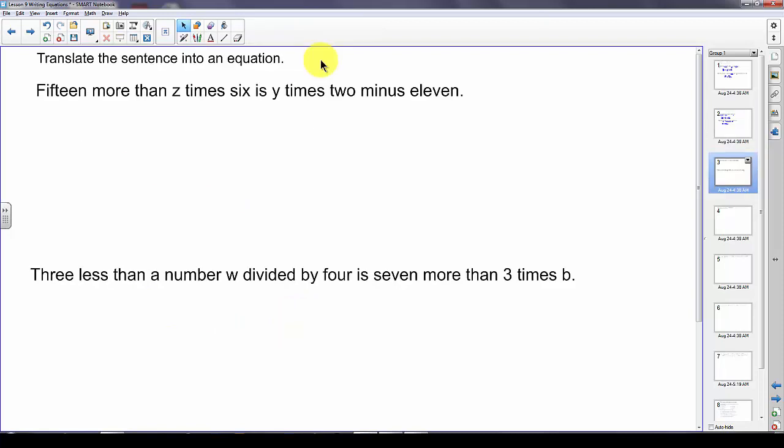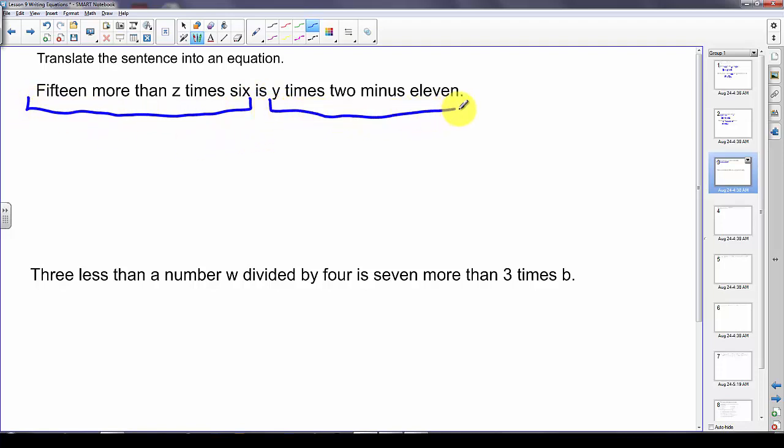So here's our next slide. I know that 15 more than z times 6 is y times 2 minus 11. Now, we need to be a little careful in this problem because we have 2 parts. First part comes before the is. Second part comes after the is. And the second part's the tricky part. Let's deal with the first part first.